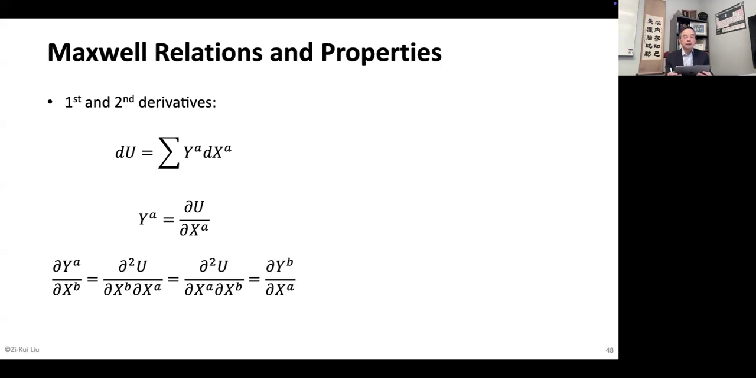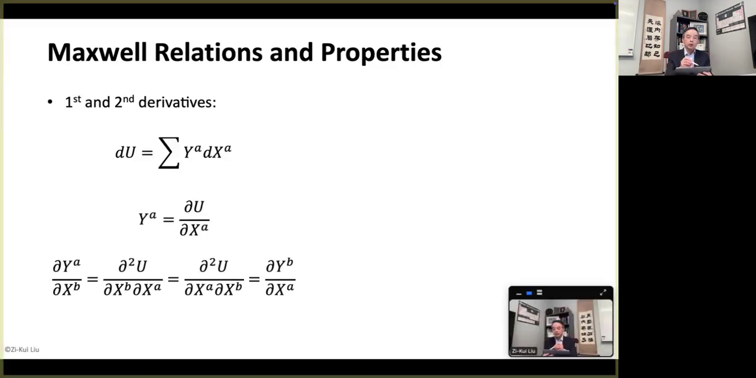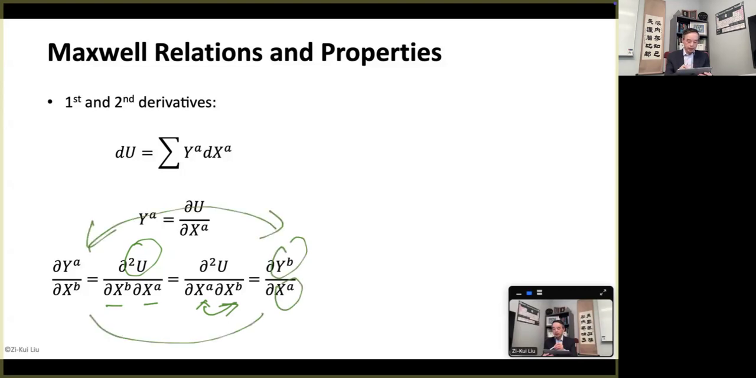Now, if we take another derivative between the potential and another, non-conjugated molar quantity, we can go through this second derivative of the internal energy to X_A and X_B, and then switch the order. We get X_B to X_A, then we get Y_B to X_A. So now you see that we switched the A and B, and switched the A and B at the bottom here. They are equal because they're equal to the second derivative of the internal energy.